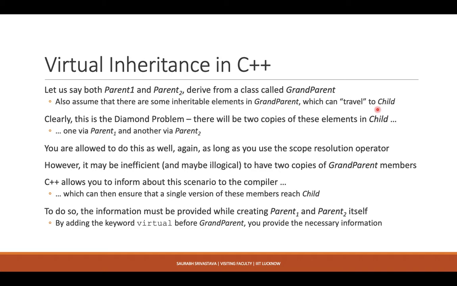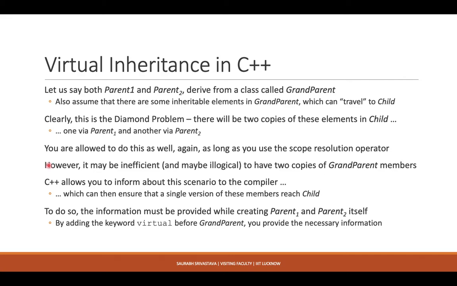So in C++, how do we deal with the diamond problem? Again, you are allowed to have diamond shaped inheritance, no issues, as long as you use the scope resolution operator properly. So basically what will happen is all the elements from grandparent will travel to the parent 1 and parent 2 classes, and then from parent 1 and parent 2 they'll travel to child. So there will be two copies of these members in the child object, right? Now as you might understand, this is exactly the same member which is coming from grandparent, which will be duplicated in the child, right?